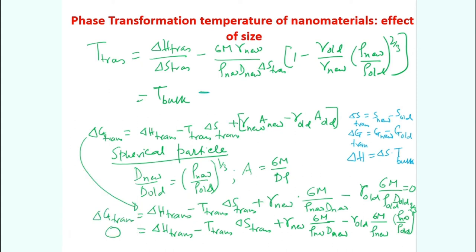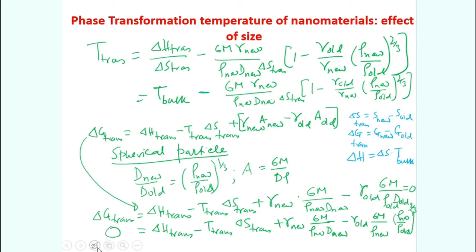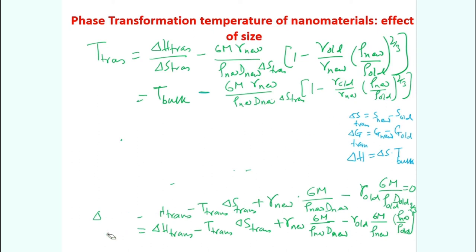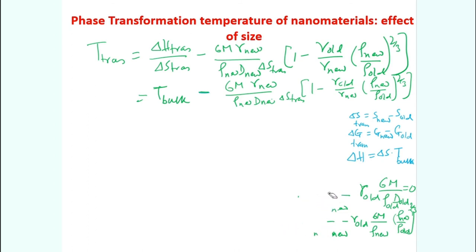This minus, what? This term, 6m gamma new, rho new, d new, delta S trans into 1 minus gamma old by gamma new, rho new by rho old to the power 2/3, right? Correct. So that's what you get. Now I erase this part further and complete the mathematical relationship easily, so that you can understand and get those temperatures by simply applying this relationship which we derive by this thermodynamic derivation.